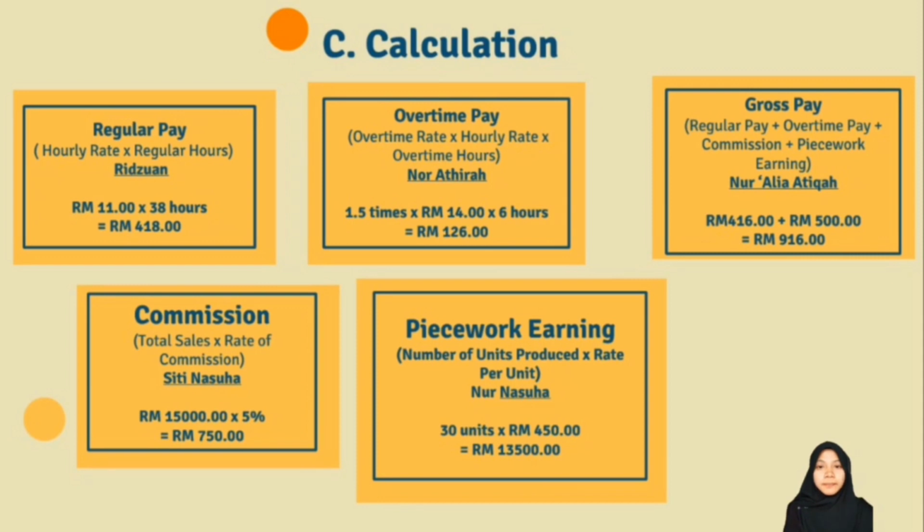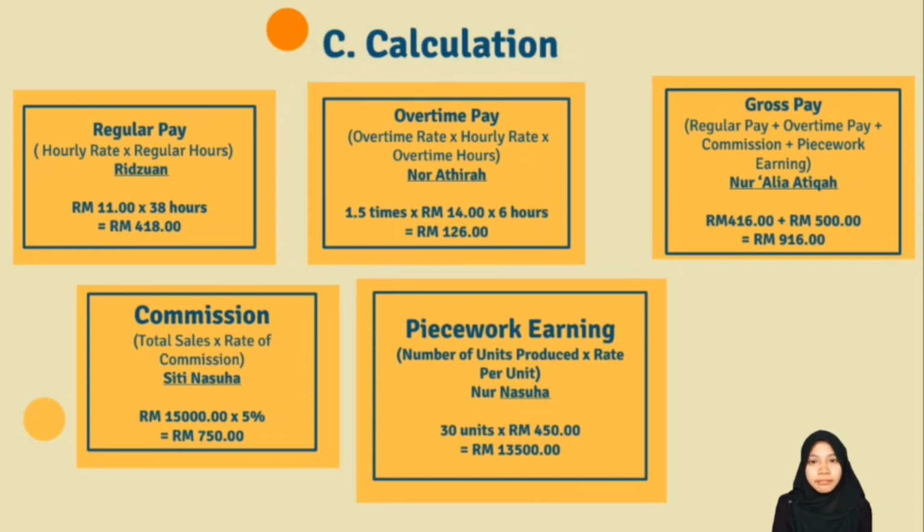Next are the payroll report formulas. First is regular pay: hourly rate multiplied by regular hours. Second is overtime pay: overtime rate multiplied by hourly rate multiplied by overtime hours. Third is commission: total sales multiplied by rate of commission. Fourth is piecework earning: number of units produced multiplied by rate per unit. And last, gross pay: regular pay plus overtime pay plus commission plus piecework earning.